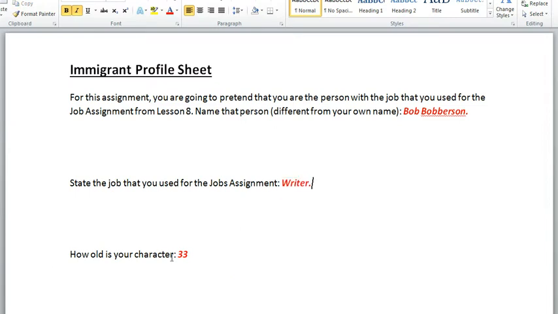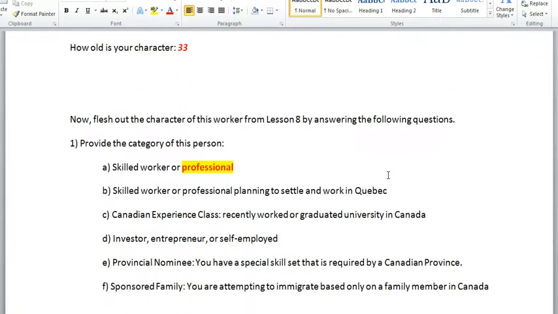So the job I got was writer. How old is your character? I'm saying 33. You can pick whatever age you want. Make it believable, of course. So working age, between the ages of 18 to 65, whatever you think is realistic. We scroll down. Flesh out the character of this worker from Lesson 8 by answering the following questions.